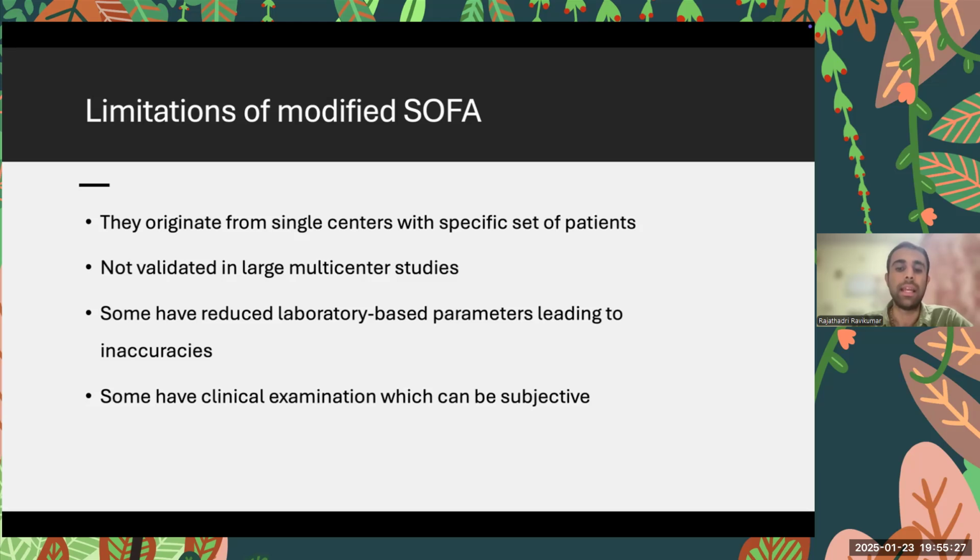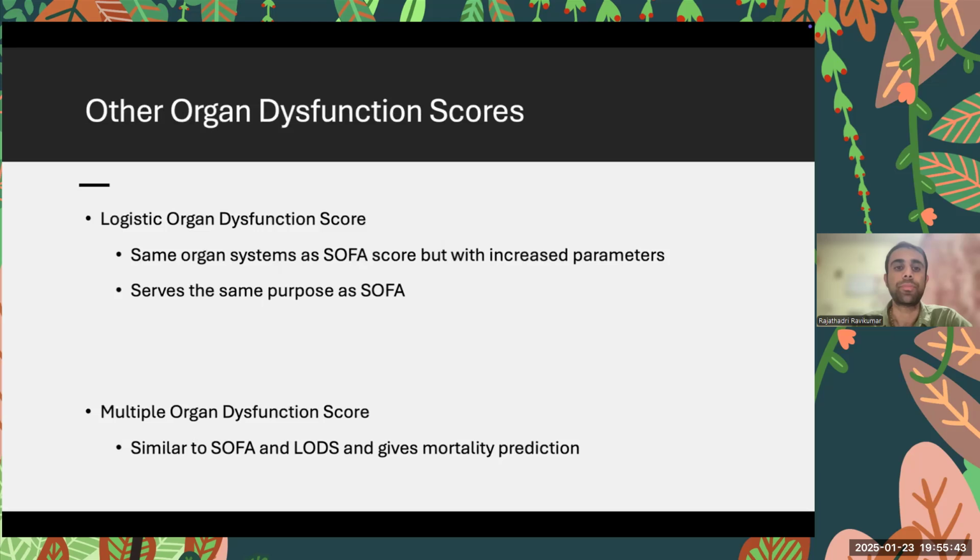And again, clinical examination can be subjective. Some can have muddy conjunctiva, and we might think the patient has jaundice, but clearly the patient's bilirubin may be 1 or 0.5 where there is no jaundice. So in such scenarios, again, it becomes inaccurate. What are the other organ dysfunction scores?